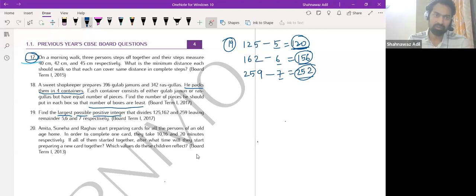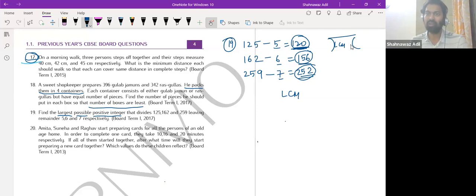So what if we calculate with LCM? If you calculate the LCM, then these three numbers will divide that number. So that is the lowest number which is divisible by these three. Largest could be any, but lowest. But we are calculating that number which divides these three numbers.